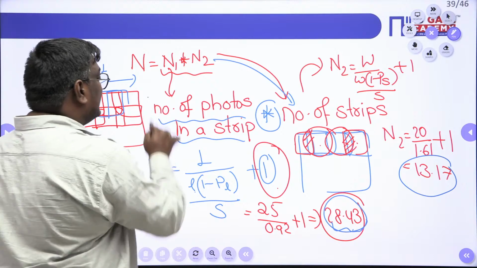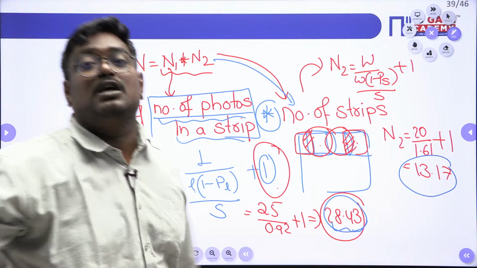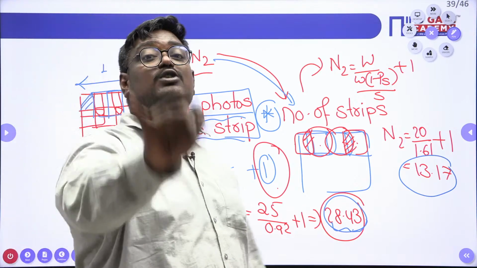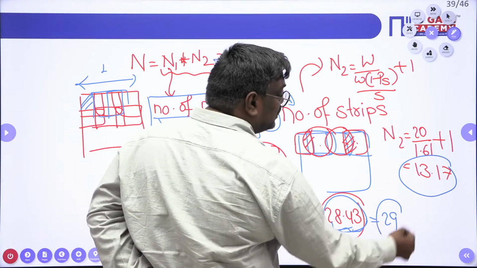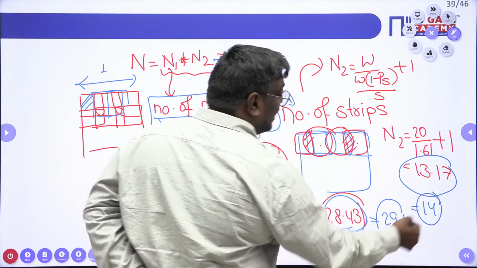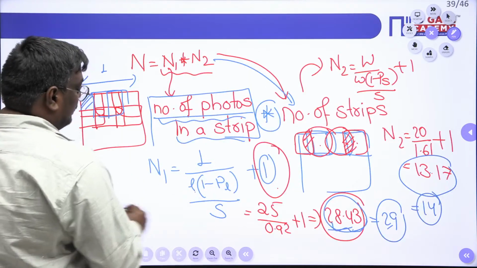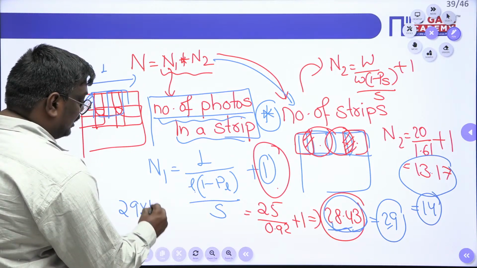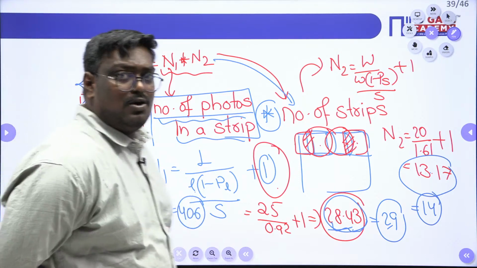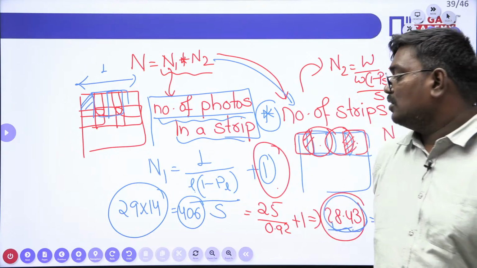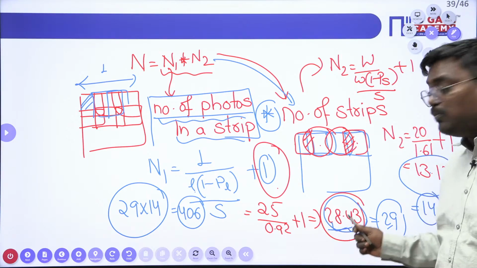What is N1, my dear students? N1 is the number of photos. When I tell you number of photos, remember, a number should be a whole number. So this should be rounded to 29 and this should be rounded to 14. So the total number of photos is 29 into 14, which is 406. Yes or no, my dear students? Quickly answer me. So why should it not be a fraction? Are you clear, sir? Most people will do 28.43 into 13.